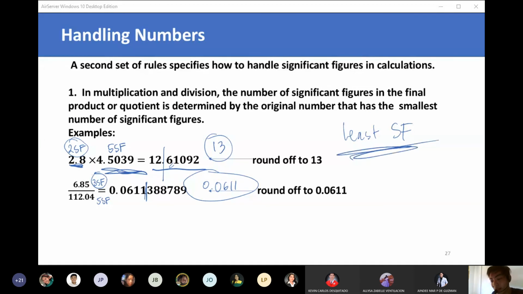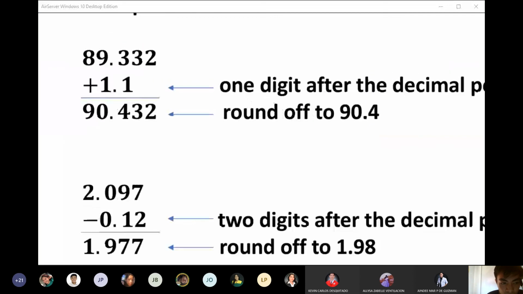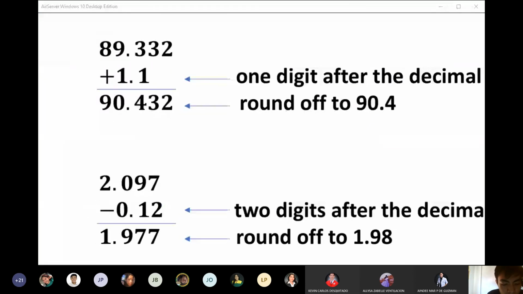You always follow the number with the least significant figures. How about addition and subtraction? For addition and subtraction, instead of counting the significant figures, we count the decimal places. Now, we report the answer with the least decimal places. Okay? So let's look. Suppose you have not yet seen the answer. This is the number, 89.332 plus 1.1. This is the answer. This is the sum. So what do we do with that?